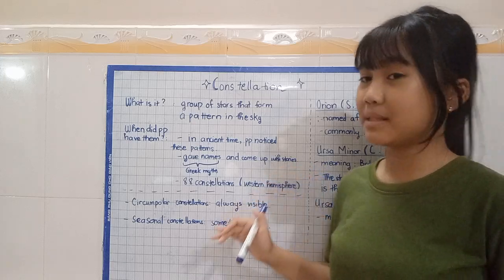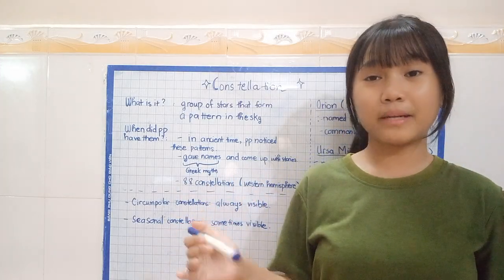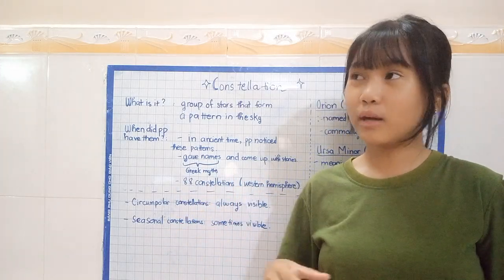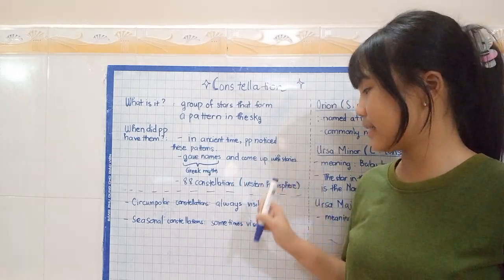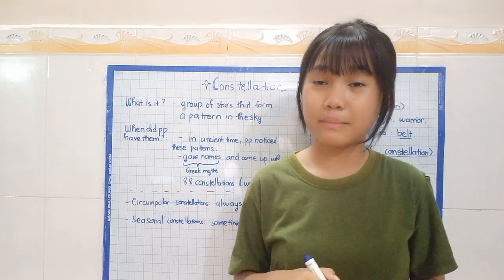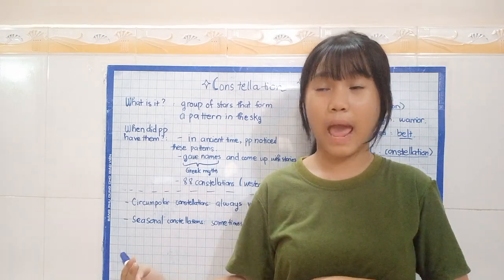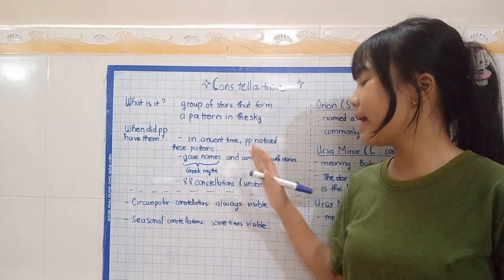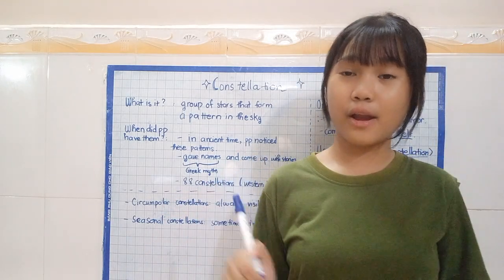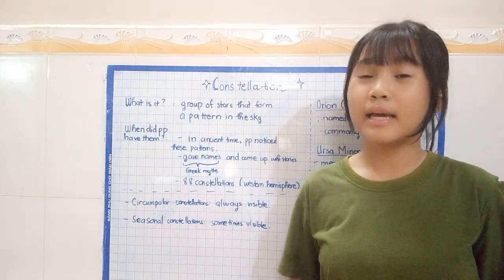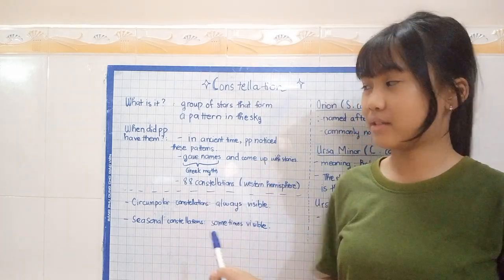In the Western Hemisphere, when people look up in the sky, they would see 88 constellations. So in our place, it could be different from the Western Hemisphere. There are 88 constellations in the sky that could be seen from the Western Hemisphere.